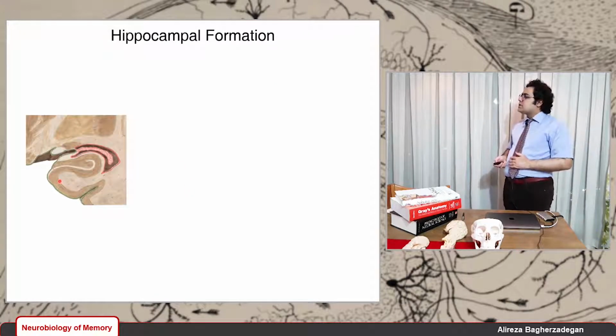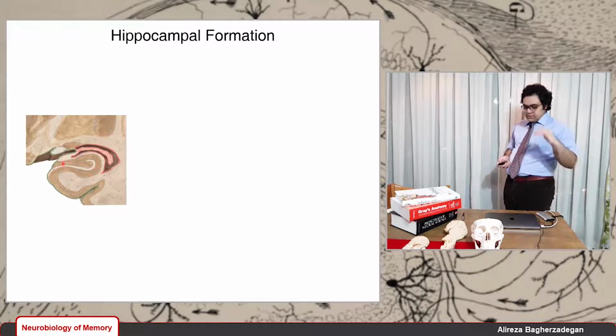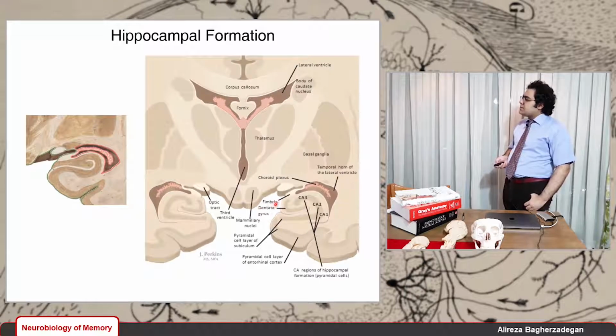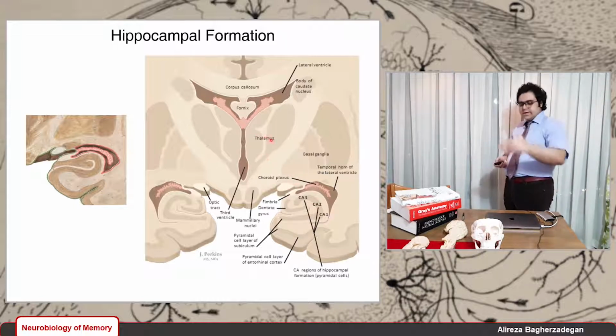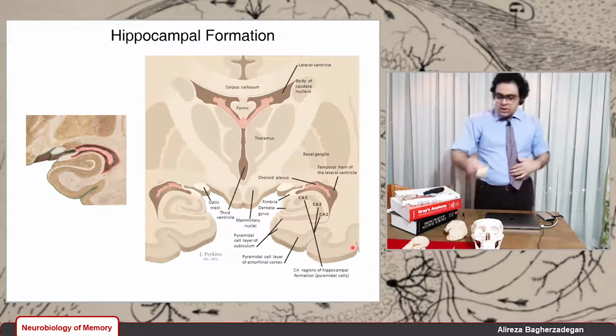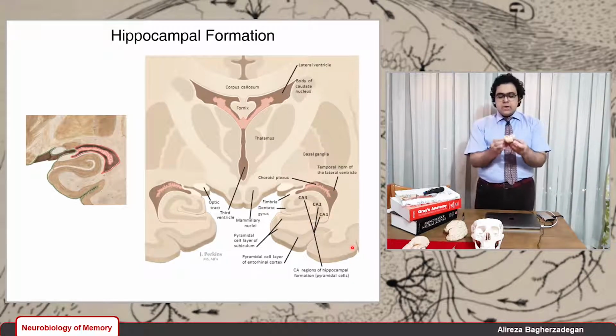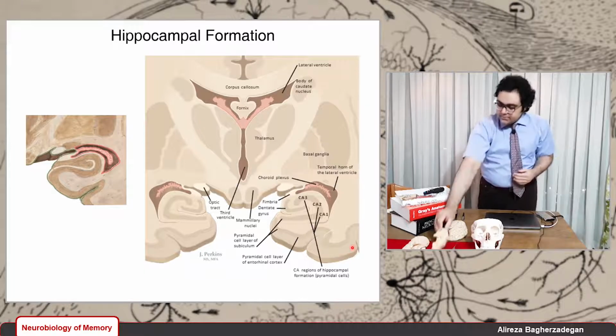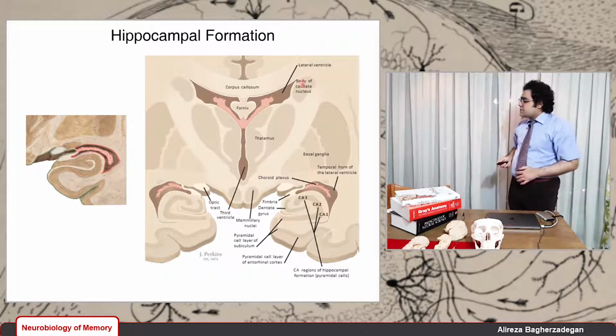Okay, so now let's get to that. This is that bulge. This is a picture showing how the hippocampus bulges laterally, and let's talk about some of the associated areas with the hippocampus. So this is a coronal section. Imagine that I have this, and I cut it like this, and so I get the coronal section.